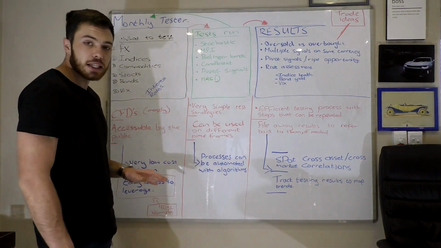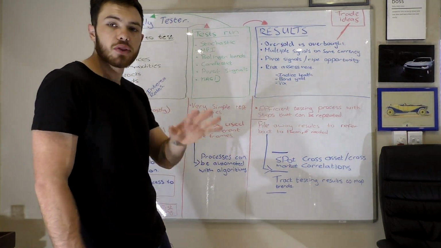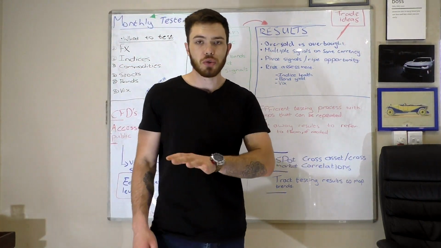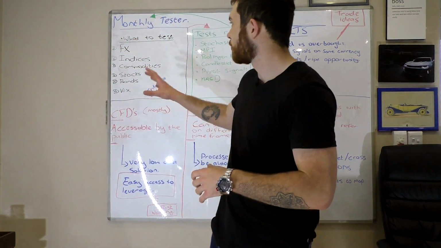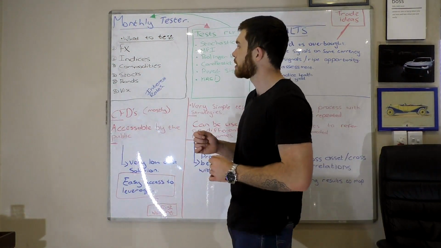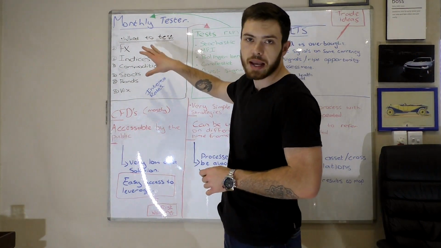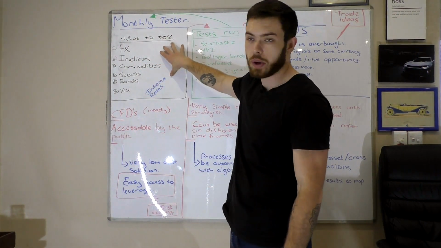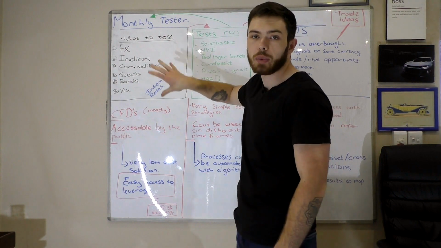What we're going to basically do is pick a simple set of processes and strategies. So we're going to go through a few of the different things you need to consider inside your strategy tester. So in the monthly tester, we have to ask ourselves the question, what do we test? What are we going to test?